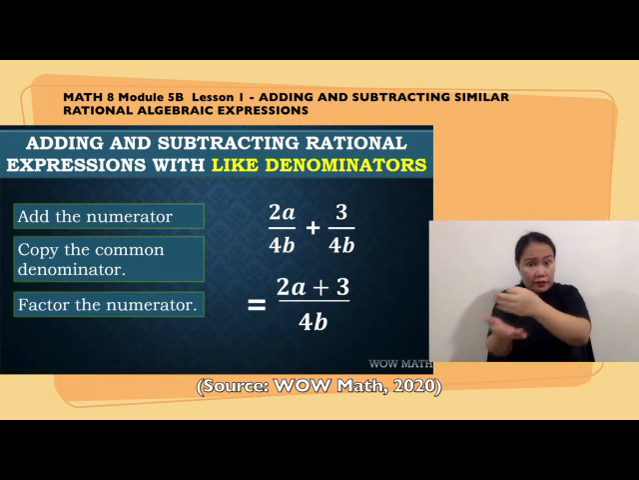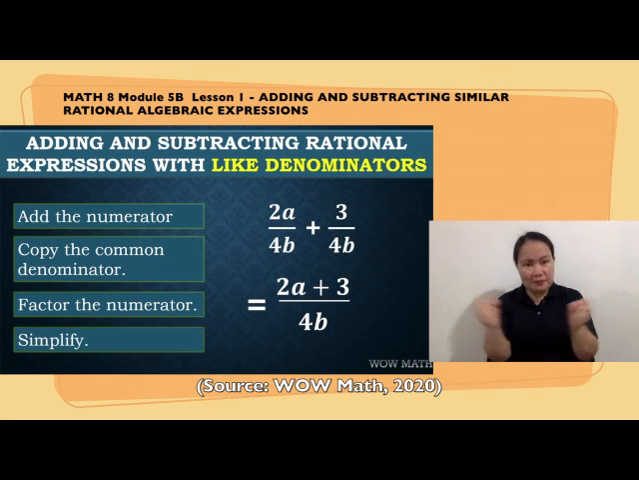Now, factor the numerator if possible. Kung kaya pa siyang i-factor. If not, then proceed to the next step, which is simplify. Since wala naman tayong finactor out, therefore, 2A plus 3 over 4B is our final answer.